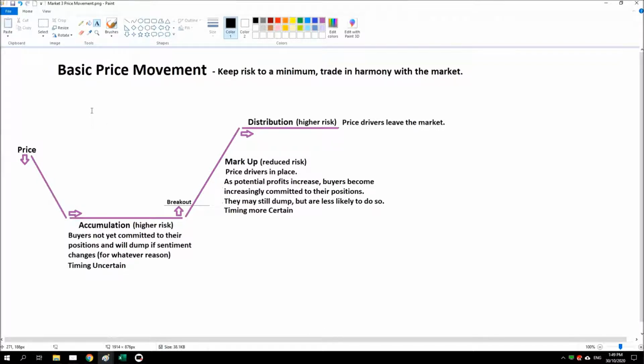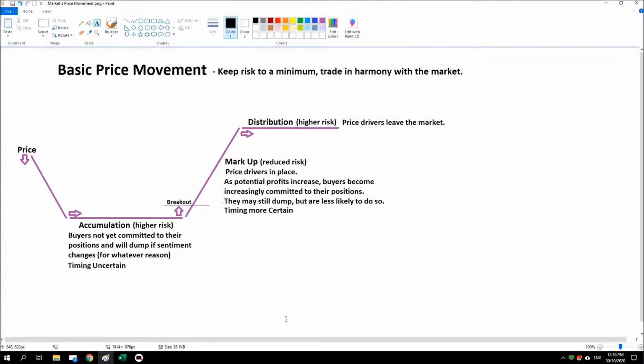Now moving on to basic price movement. This is the most basic of all price movements that you can actually identify in the market and benefit from. And we're trying to keep risk to a minimum, and we're trying to trade in harmony with the market. Now this also means trading in harmony with the overall market. So while this is happening, I'll explain shortly, you also want to know that the overall market, or at least the sector, is doing a similar thing to what you're identifying in a stock.